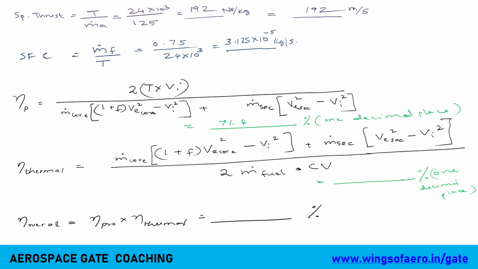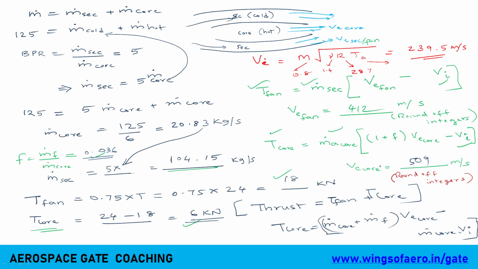Ma'am, eta thermal is equal to 25.1%. 25.1. Okay. All right. Good. Ma'am, overall is equal to 17.9. Very good. So this is the right answer.